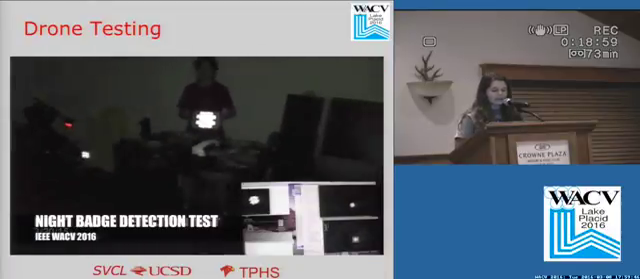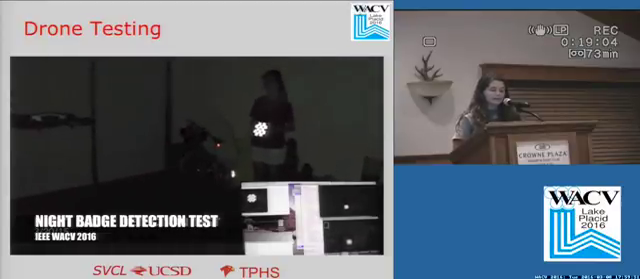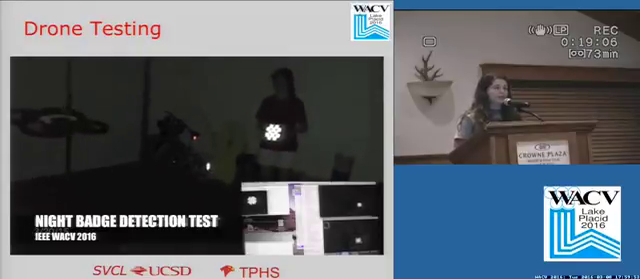And here the drone is detecting me at night with the badge illuminated on an iPad, showing how the drone can follow people in the dark as well.